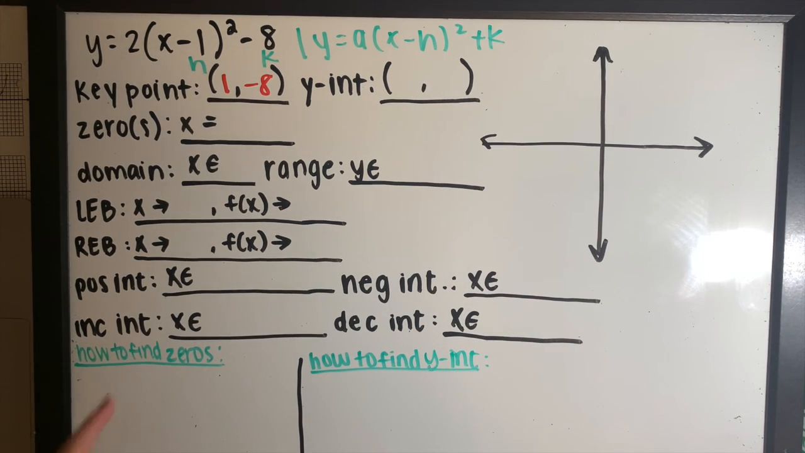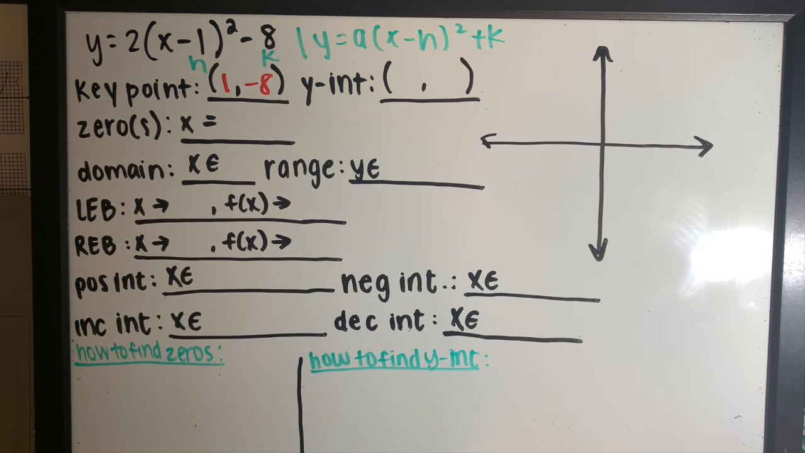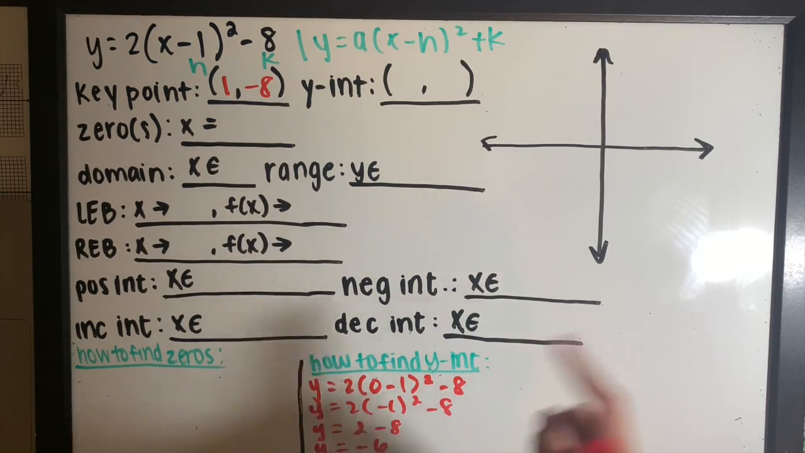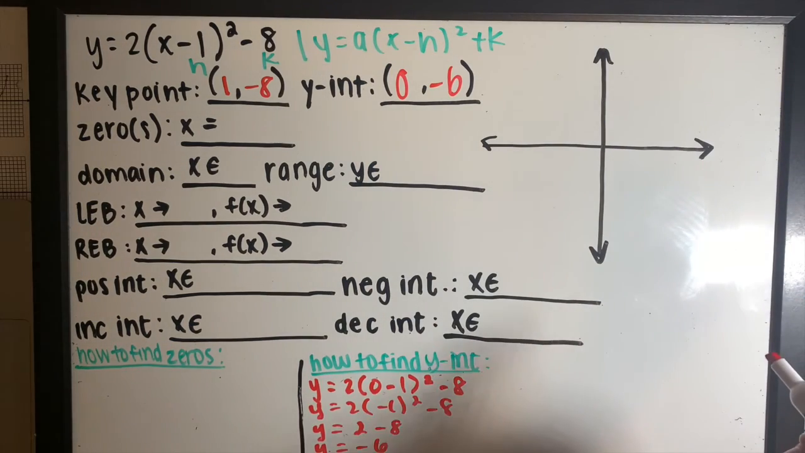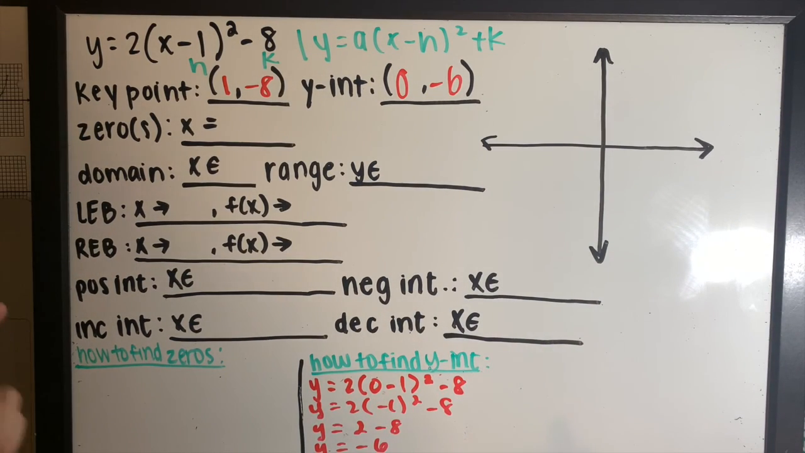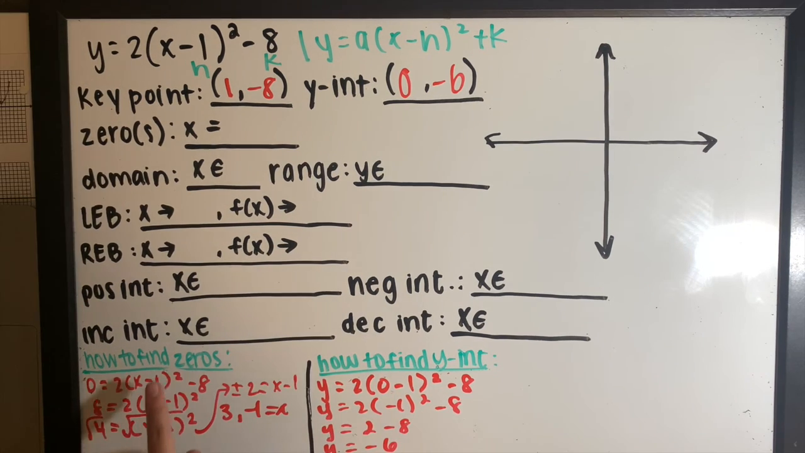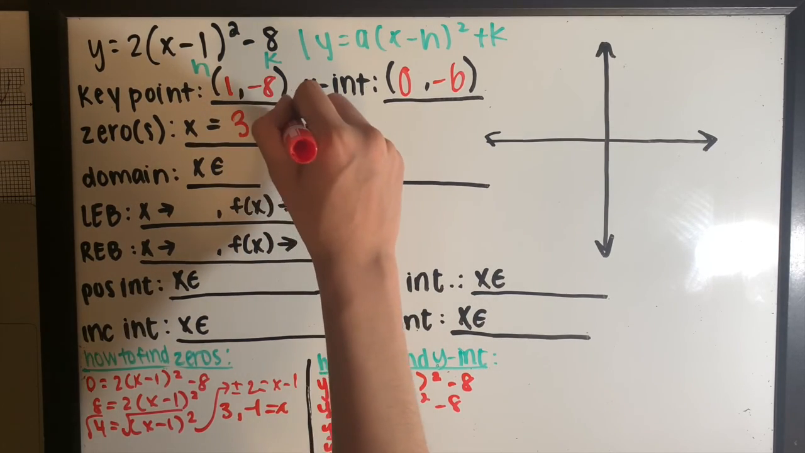Now moving on, in order to find our y-intercept, we're going to plug in 0 for the value of x. As we can see here, y is equal to negative 6, meaning our y-intercept is 0, negative 6. Now to find our zeros, we will plug in 0 for the value of y and solve. Here, after we have solved, we now have our x values, which are 3 and negative 1.